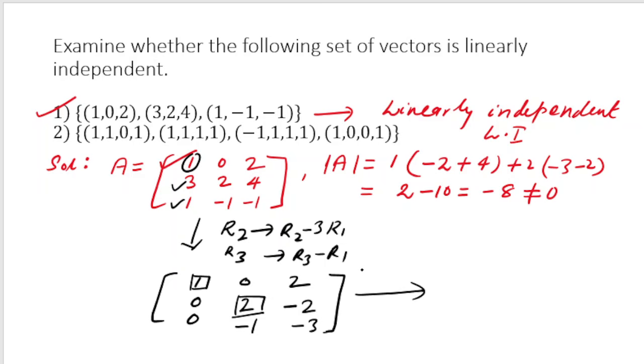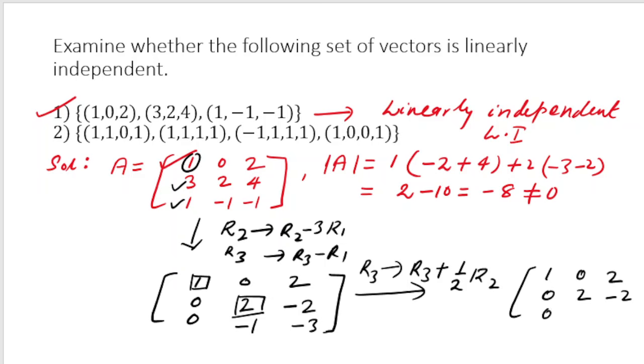So I have to make this 0, so I can replace the third row R3 by R3 plus 1 by 2 times the second row, that is R2. So what will I get? I will get 1 0 2, 0 2 minus 2, and if I multiply it by 1 by 2 I will get 1, so I will get 0 0 and minus 3 plus 1 by 2 into minus 2, meaning I will get here minus 4, right?